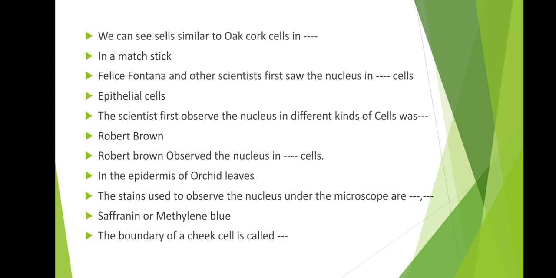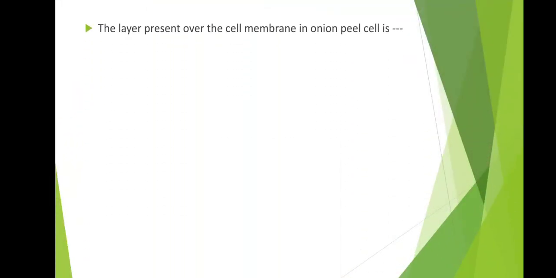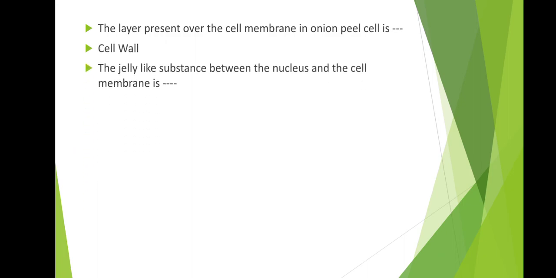The boundary of a cheek cell is called the cell membrane. Not only a cheek cell, every cell has a cell membrane. The cell is surrounded by a layer called the cell membrane. The layer present over the cell membrane in onion peel cells is the cell wall. All cells have a cell membrane, but in plant cells there is another layer, the cell wall. Only plant cells have a cell wall.